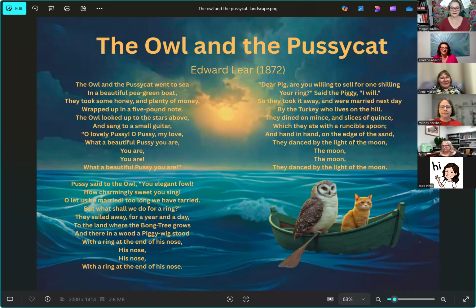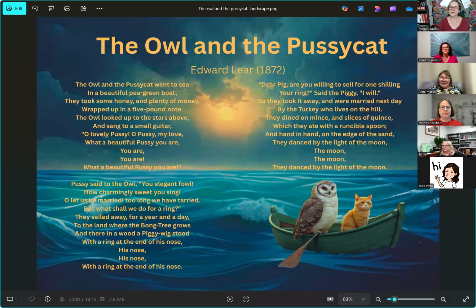Pussy said to the owl, You elegant fowl, how charmingly sweet you sing. Oh, let us be married, too long we have tarried, but what shall we do for a ring? They sailed away for a year and a day to the land where the bong tree grows. And there in the wood a piggy-wig stood, with a ring at the end of his nose, his nose, with a ring at the end of his nose. Dear pig, are you willing to sell for one shilling your ring? Said the piggy, I will.